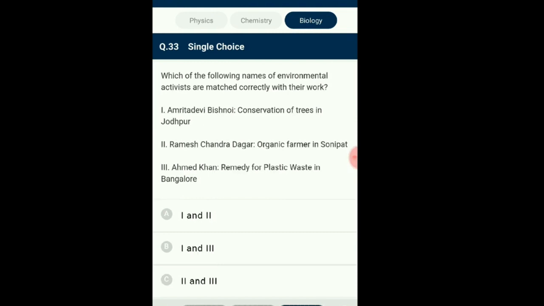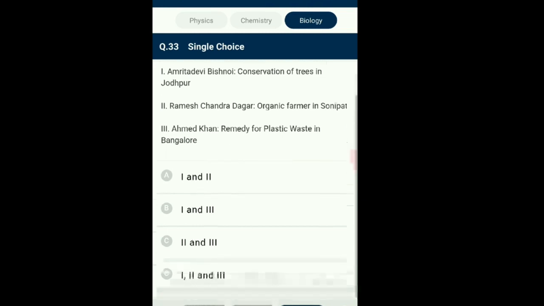Question number 33. Which of the four environmental activists are matched correctly with their work? Here three scientist names are given. From that, all the three scientist names are correctly matched with their corresponding work. For example, first statement, Amrita Devi Bishnoi, conservation of tree in Jodhpur is correct. Second statement, Ramesh Chandra Dagar, organic farmer in Sonipat, that is also correctly matched. Third one, Ahmad Khan, remedy for plastic waste in Bangalore. So all the three statements are correctly matched with their work. So the correct option for this question is option D.